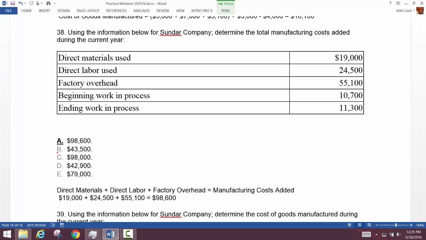Okay? But for this one now, they're just asking me to come up with the manufacturing cost? Don't overthink it. They're just asking me for manufacturing costs, right? Which are direct materials. Good. Direct labor. Good. Factory overhead. Isn't that my manufacturing cost?